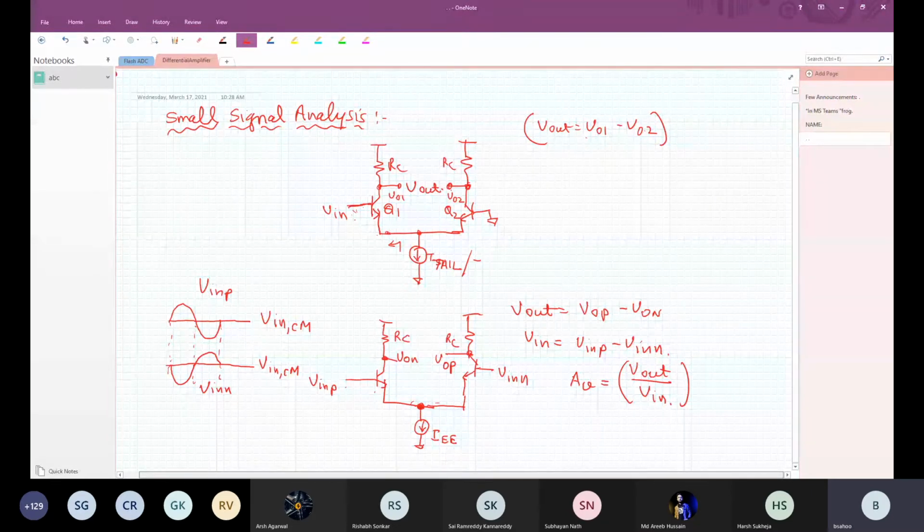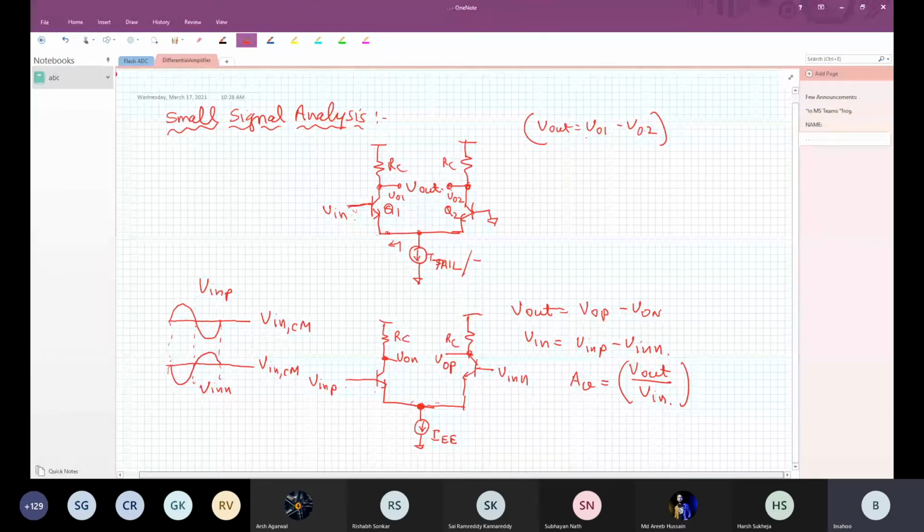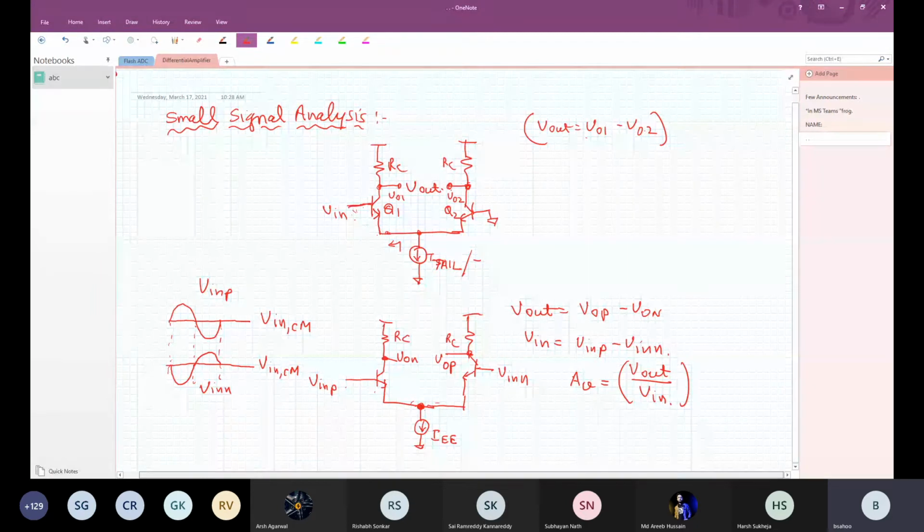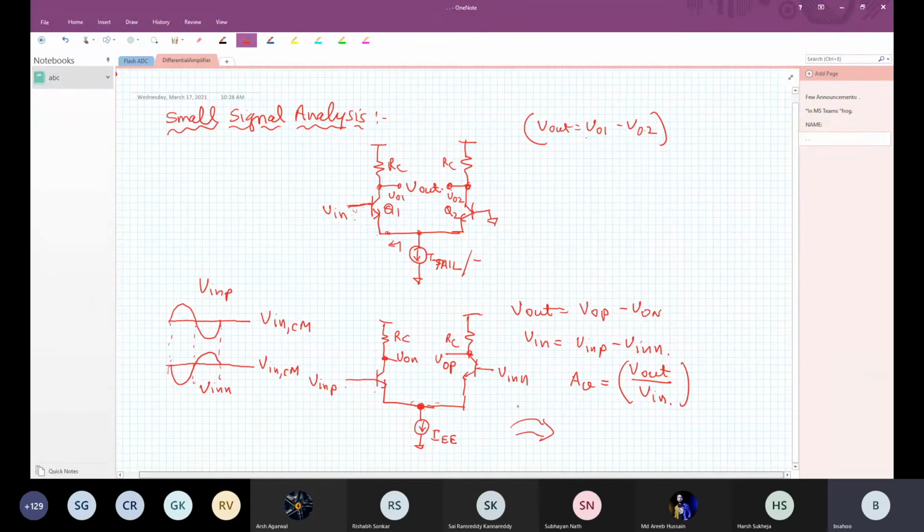So if this node is not swinging, what is this? This becomes an AC ground. Therefore, we replace this with its half circuit.